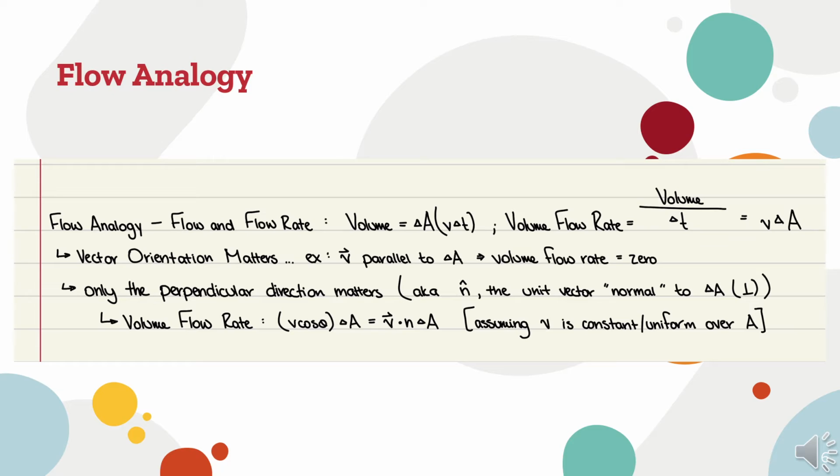This lecture video began with an analogy about water flow. In this analogy, we determined expressions for volume and volume flow rate. We discovered that vector orientation matters. The example was given when the velocity is parallel to delta A: the volume flow rate actually equals 0. This leads into our first observation, that only the perpendicular direction matters, which we denote as n hat, the unit vector normal to delta A.